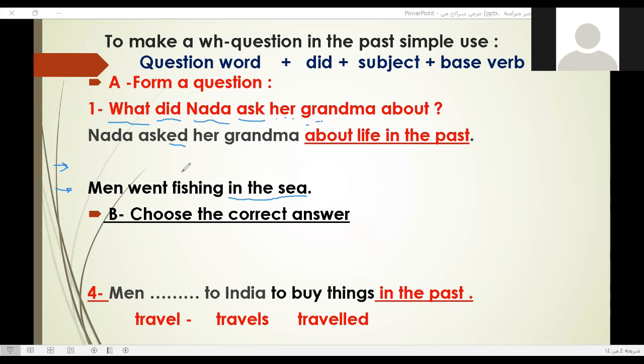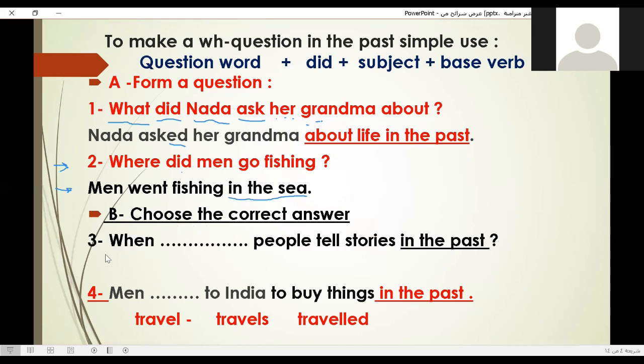Excellent. Let's see. Where did the man go fishing? Thanks a lot. Thank you very much. So the answer will be in the sea. We used where because we are talking about the past and the place. Thank you very much. So here we have another thing.